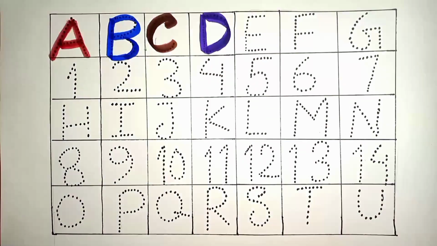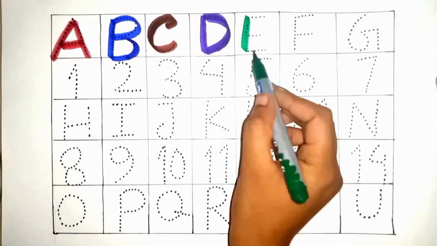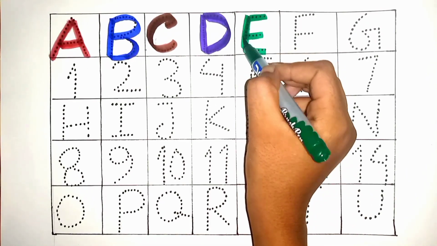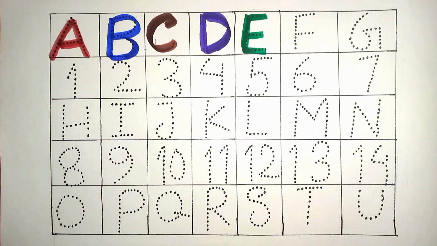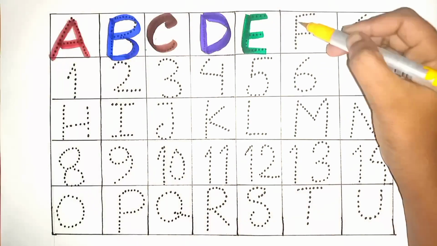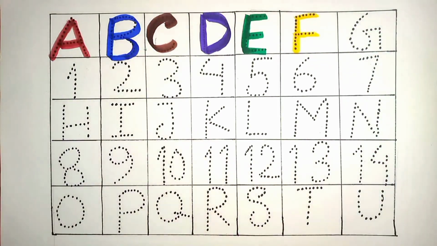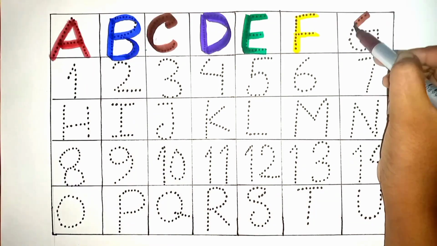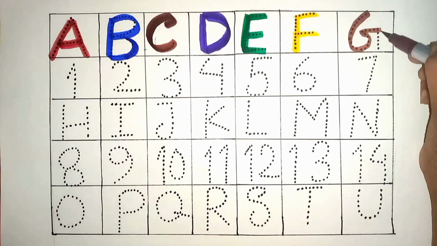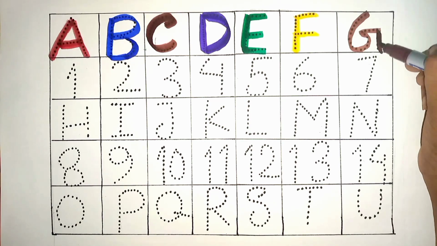D. D for dog. E. E for elephant. F. F for fish. G. G for grapes.